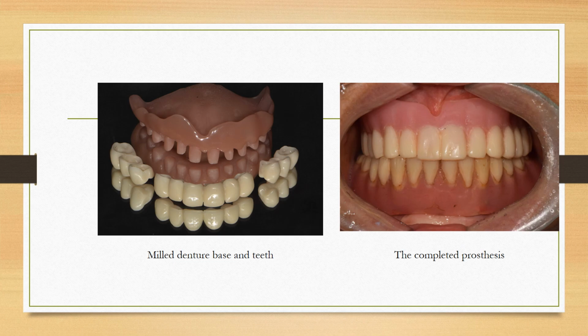Okay, so once everything is done and you're ready to fabricate a milled denture, here you can see a milled denture base plate with the teeth. These can be put on top and cemented, and the placement can be done. There is the complete prosthesis.